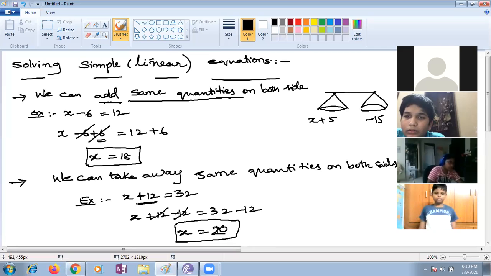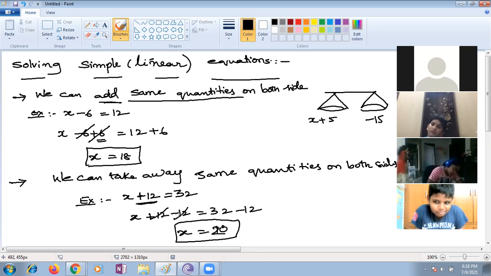But generally, teachers won't say this. They just talk about transposing. You can transpose with the opposite sign. If plus, it becomes minus; minus becomes plus. Multiplication becomes division, division becomes multiplication. But a child never questions why we can do like that. Inwardly, the same thing is what we are doing, children.